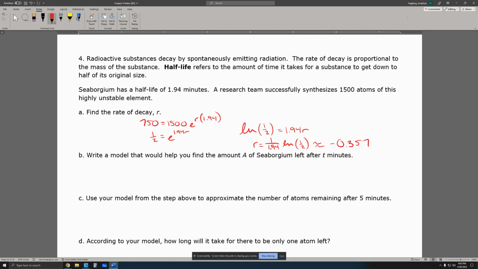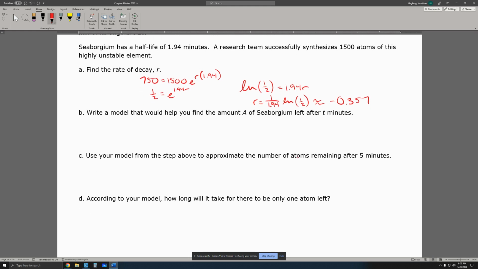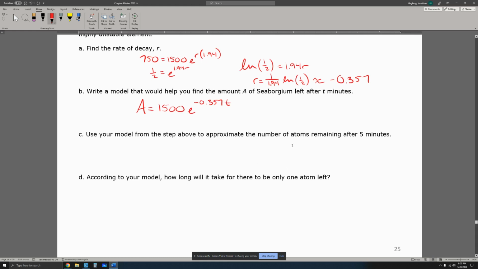Write a model that would help you find the amount A of seaborgium left after T minutes. So the amount is A equals the initial amount, 1,500, e to the negative 0.357, which is what we just found. That's that decay rate, times T minutes. Use your model to approximate the number of atoms remaining after 5 minutes. Because we're going to evaluate this, I need to use that rate again. In order to evaluate, this would be A equals 1,500 e to the negative 0.357 times 5.